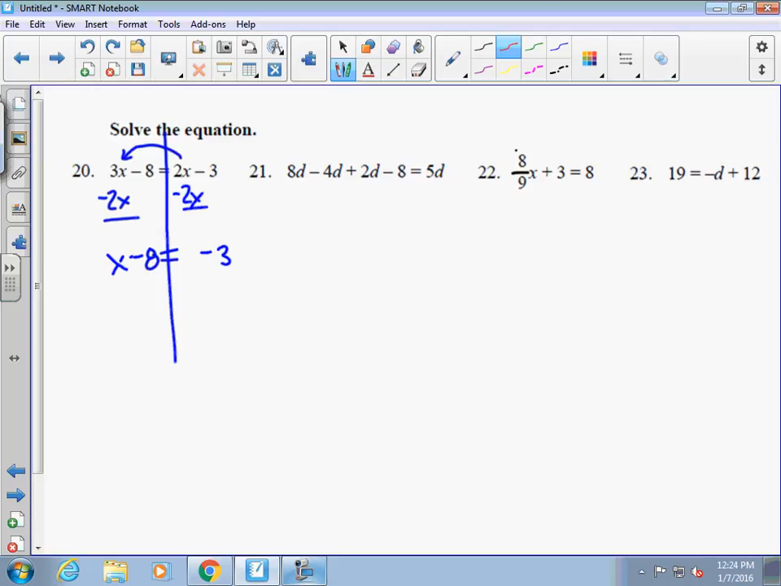Undo minus 8 now, because we want to get x by itself, by adding 8. If you add it to the left, add it to the right. x is 5.